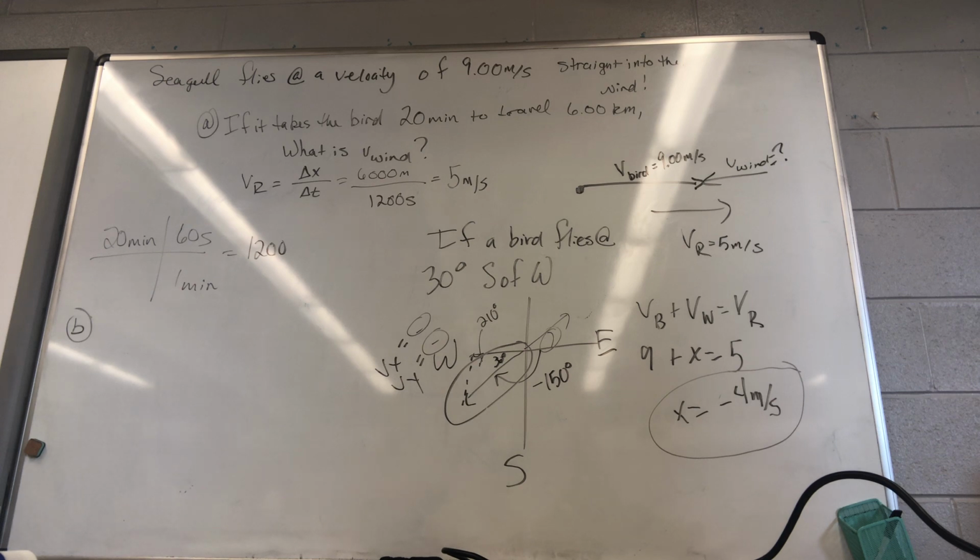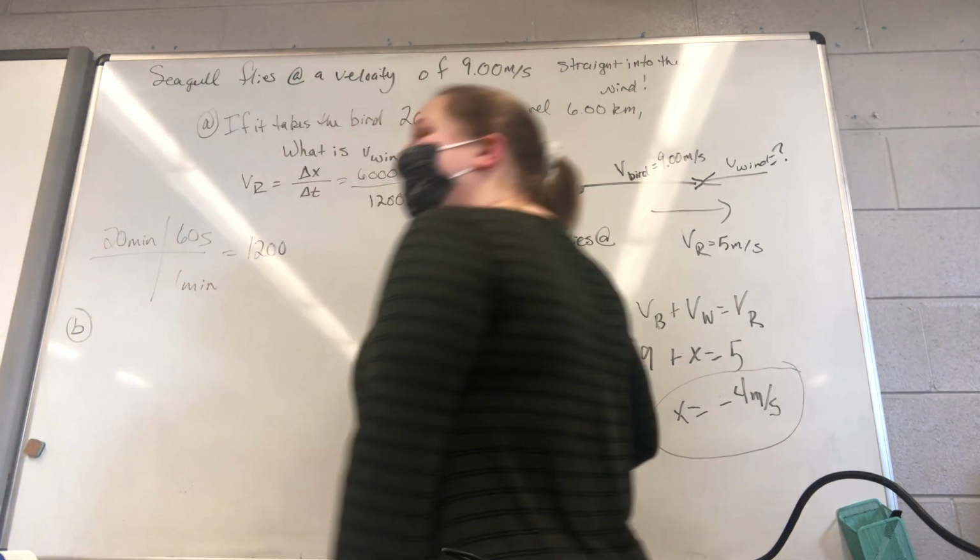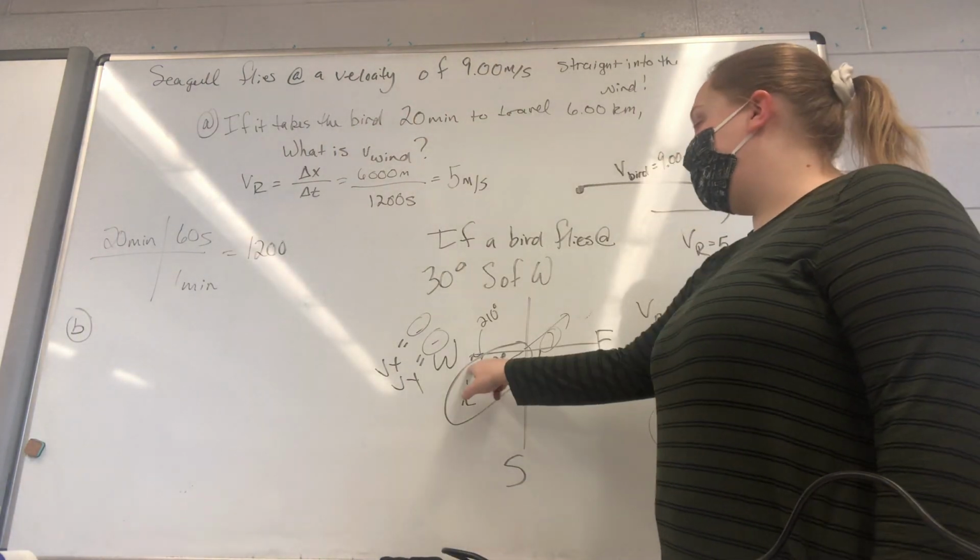Should it be 240? It's 180 plus the 30. Oh yeah, 180 degrees. Oh, isn't that 270? The bottom one is 270. 270, 360, 180, 90. Okay.